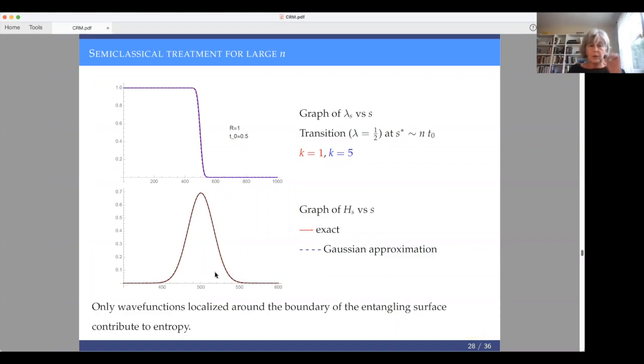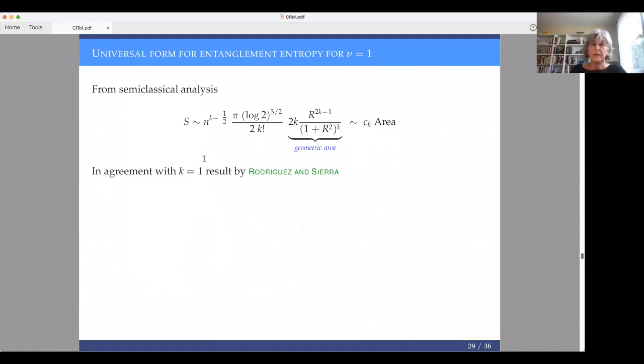So because the entropy has support only around the boundary of the entangling surface, only wave functions localized around the boundary contribute. So it is clear that the entropy eventually is proportional to the area for that reason. And using the fact that this is a Gaussian approximation, we can analytically calculate now the entropy. And what we find is indeed the entropy is proportional to the geometric area, with some coefficient here that depends on K.